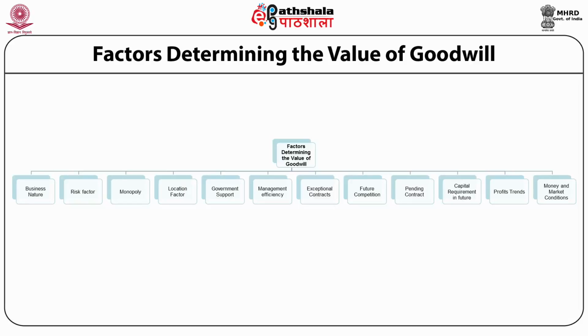Goodwill is affected by a number of factors such as business nature, risk factor, monopoly, location factor, government support, management efficiency, exceptional contracts, future competition, pending contracts, capital requirement in future, profit trends, money and market conditions. These are the factors which affect the value of goodwill, and these should be considered in the evaluation of goodwill.